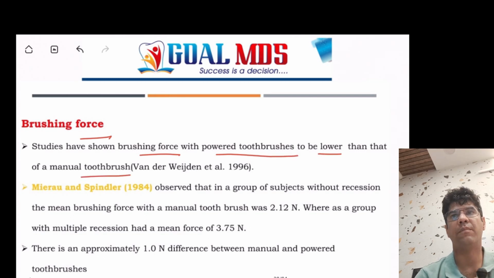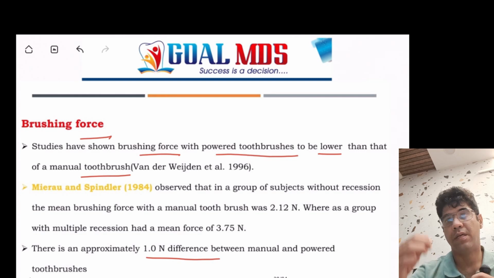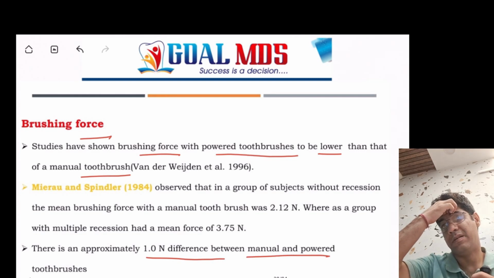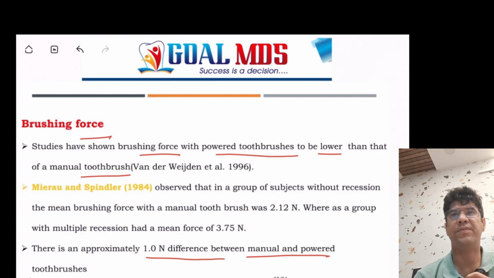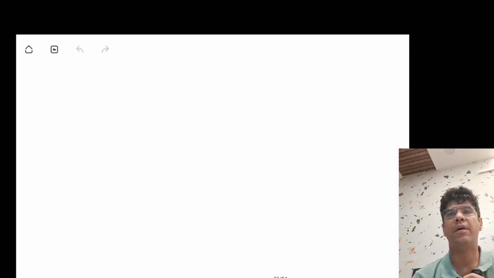Brushing force with the powered toothbrush is lower than that of the manual toothbrush, and the force difference between the manual and power toothbrush is 1 Newton.